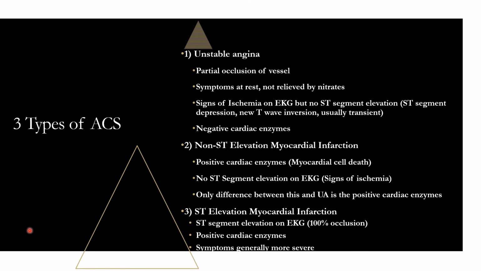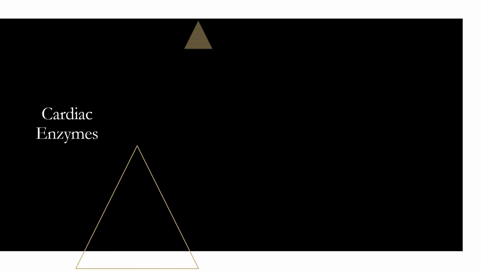So ST segment elevation MI, you're going to have 100% occlusion of one of the coronary arteries. You're going to have ST segment elevation, positive cardiac enzymes once they do peak, and then generally the symptoms are going to be more severe in these patients. So those are the three classifications of acute coronary syndrome that you need to know. Now let's actually go over those cardiac enzymes that I was just talking about. There's really three that you need to be familiar with. There's troponin, there's CK and CKMB, and then there's myoglobin.